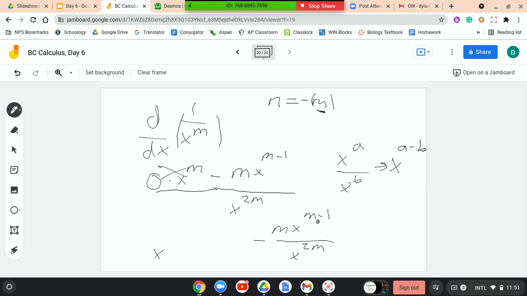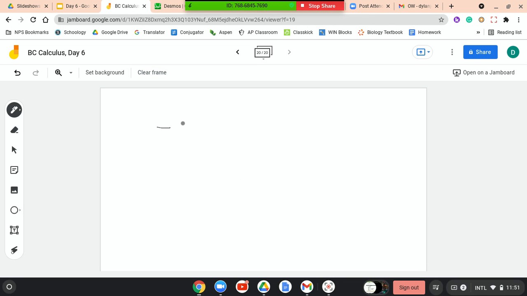Yeah. Cool. So I have an x to the m minus 1 on top and an x to the 2m on the bottom. So I could rewrite this as negative m x to the m minus 1 minus 2m. Would you agree? Yep. Cool. So negative m x to the m minus 1 minus 2m. We have an m and a minus 2m here, so we end up getting negative m minus 1. So our answer is negative m x to the negative m minus 1. That's our derivative.